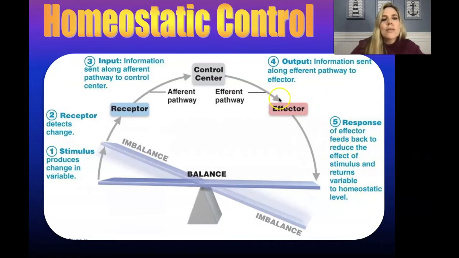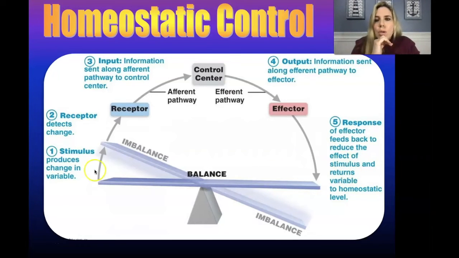So the receiver is called the effector. The effector might be a muscle, for example, a muscle cell. That muscle cell is going to receive the nerve impulse from the control center and cause something to happen, like a muscle contraction, for example. So in this case, if I was talking about a muscle contraction, that would be called the response. So the effector elicits a response that then causes a change to the stimulus, in other words, going towards returning that stimulus back to the balance, back to the original level.